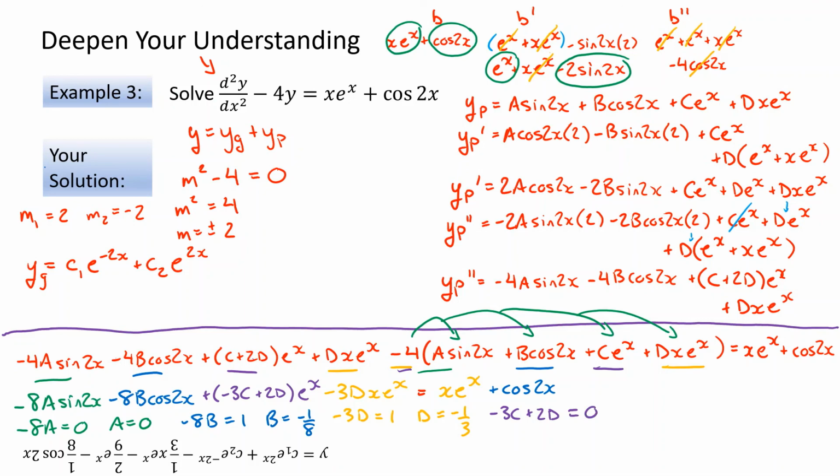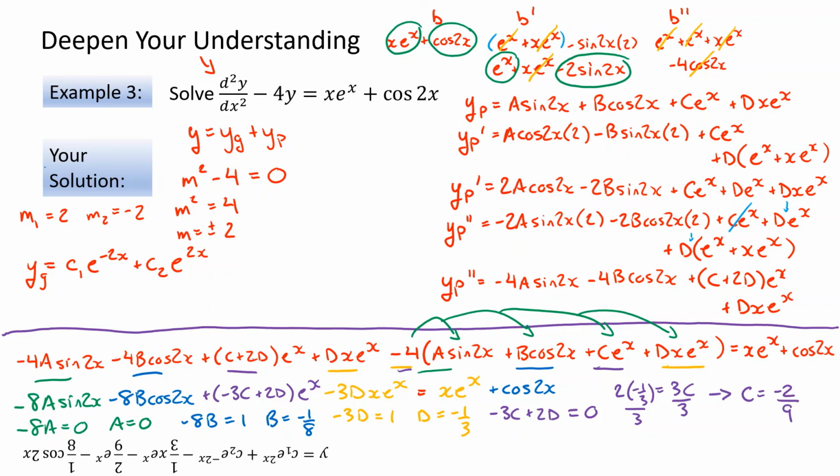Solving for this, moving the 3c to the other side, we get that 2d must be equal to 3c. And we know that d is negative 1 over 3, so I'll erase that and just do 2 times d, which is negative 1 over 3, is equal to 3c. Dividing both sides by 3, we get that c must be equal to negative 2 divided by 9.